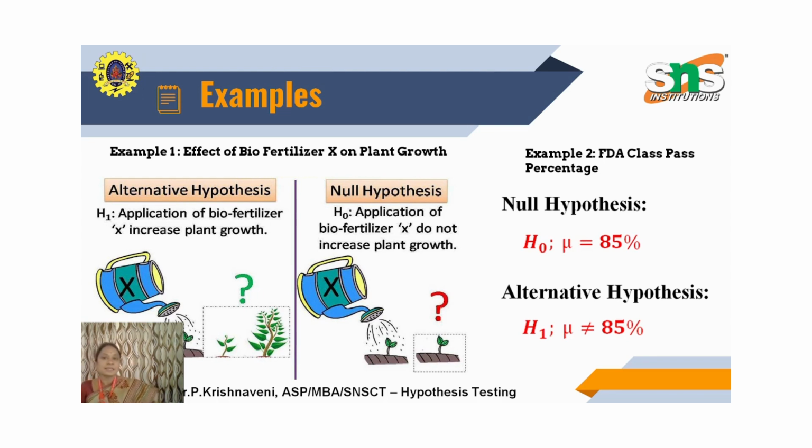this pattern or not. This can also be mu equal to 0 and mu not equal to 0, or mu equal to, say for example, in the FDA class the pass percentage is 85 percent. Here our null hypothesis is that the mean pass percentage of our FDA subject of our class is 85 percent. Not 85 percent, maybe higher than 85 percent or lesser than 85 percent, would be the alternate hypothesis. So equal to 85 percent is our null hypothesis, not equal to 85 percent is our alternate hypothesis.